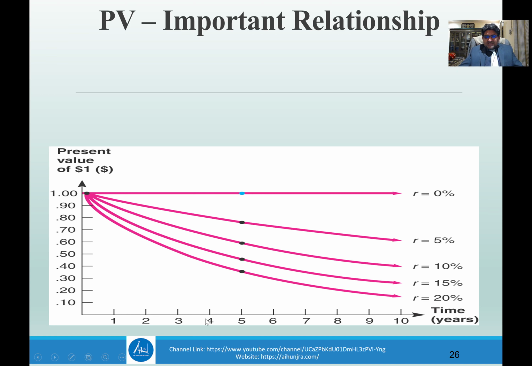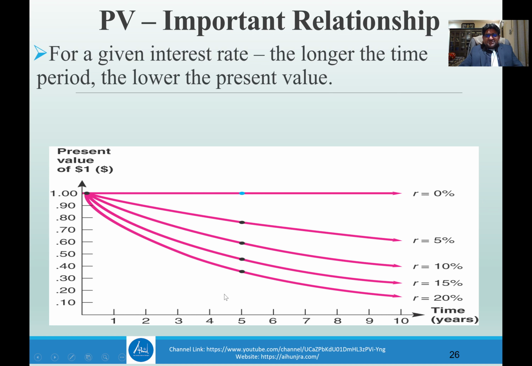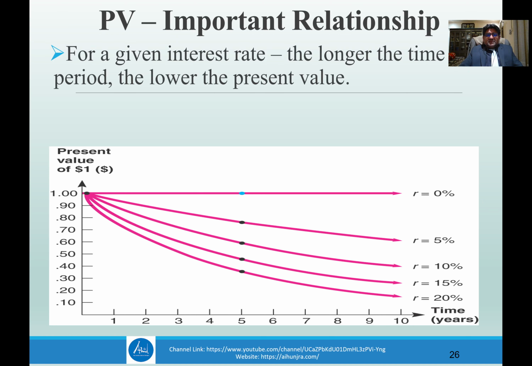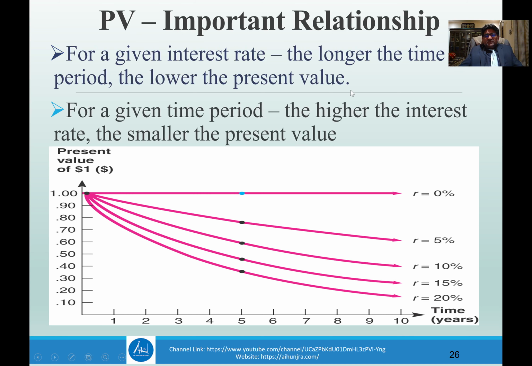Same as the case with number of years. If the time period is increased, the present value will be decreased. There is an inverse relationship. For a given interest rate, the longer the time period, the lower will be the present value. And for a given time period, the higher the interest rate, the smaller will be the present value.